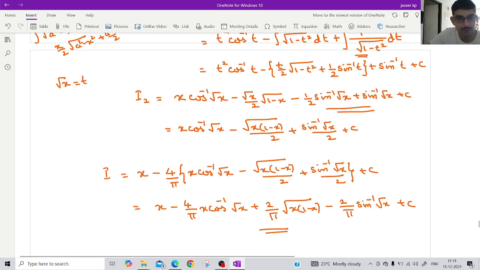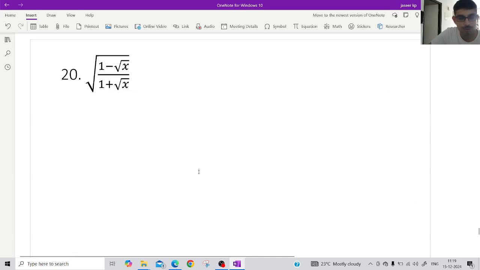Now we will move to the 20th problem. Square root of 1 minus root x by 1 plus root x.